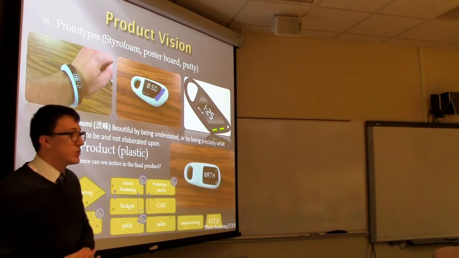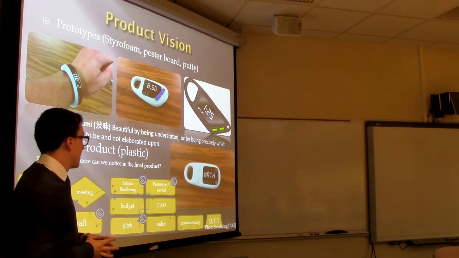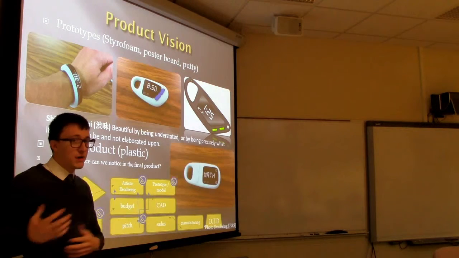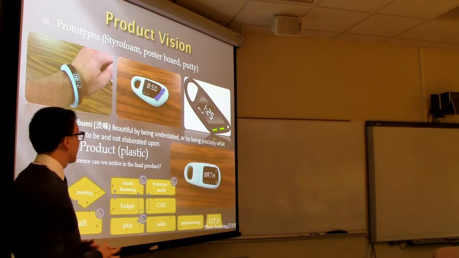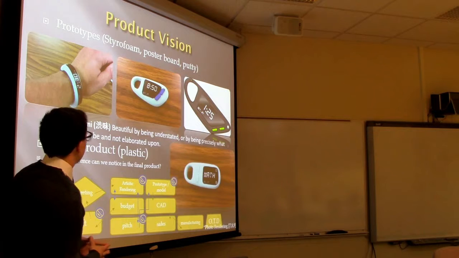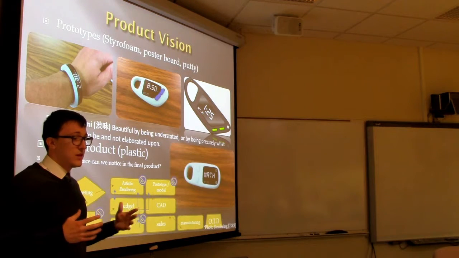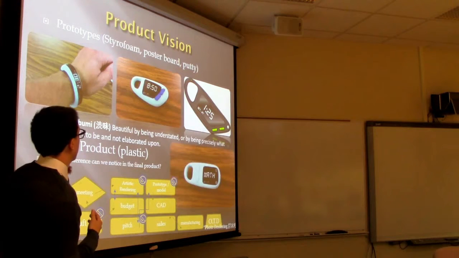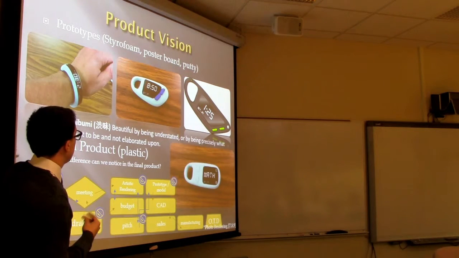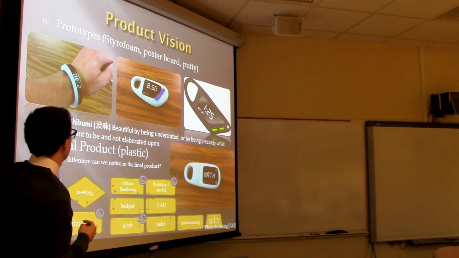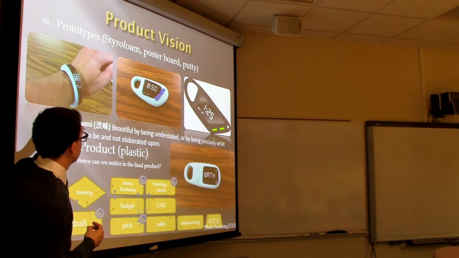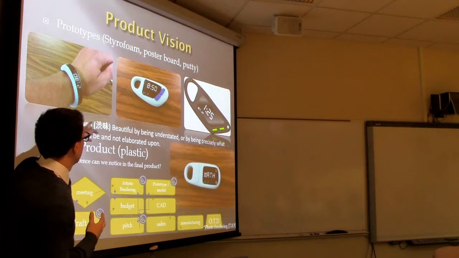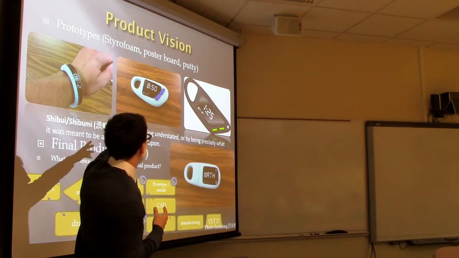Okay, and now we come to the product vision and what we took away, how his vision compared to my vision, and how we summed it all up. I asked him, without even looking at my vision and what I would process, if he would come up hypothetically with some images that he thought would be a final product. This was a bracelet that he came up with using styrofoam, poster board, and putty. And then this is the keychain that we used.